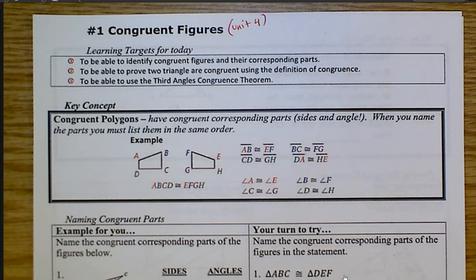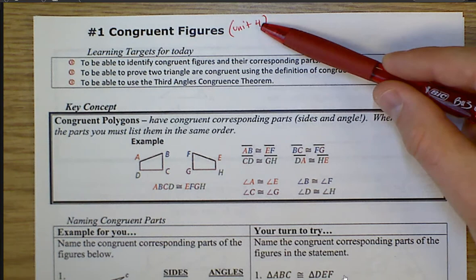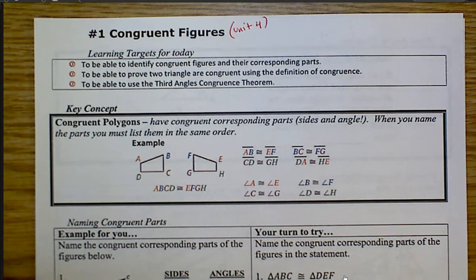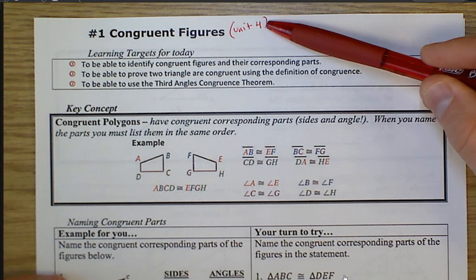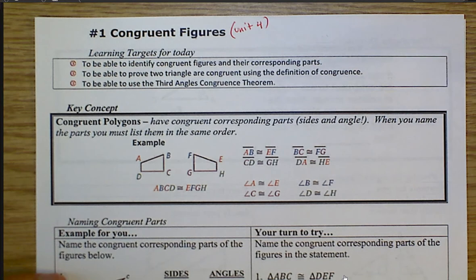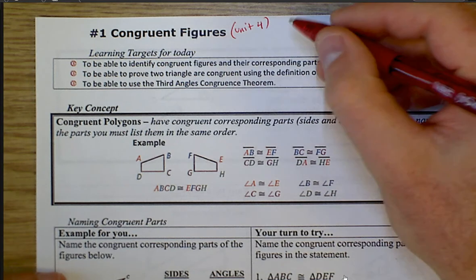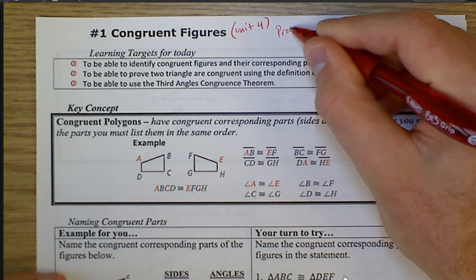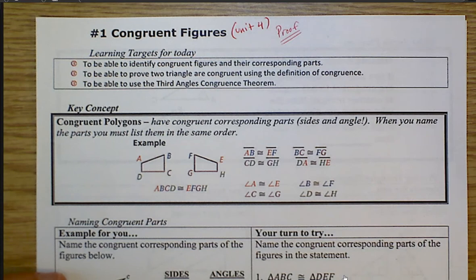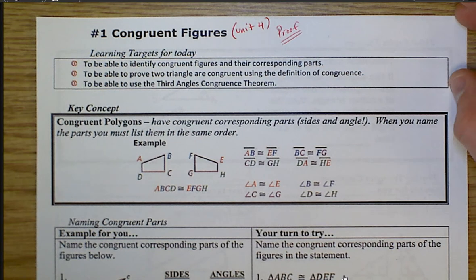We are starting Unit 4 today with lesson number 1 in congruent figures. Unit 4 is really about triangles, and you're going to see some today, but we're going to be talking about congruent triangles, and this is our proof unit. This is where you're going to be making a lot of proofs over the coming weeks. So today we're going to introduce you to what we're going to be proving, and that is congruent figures.